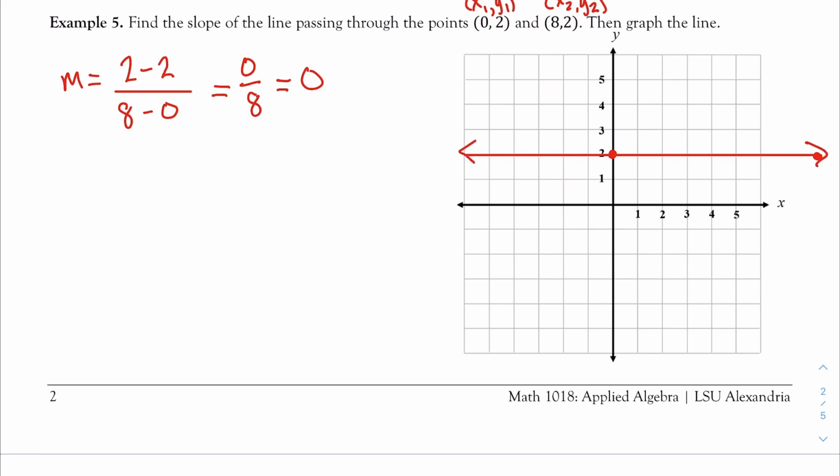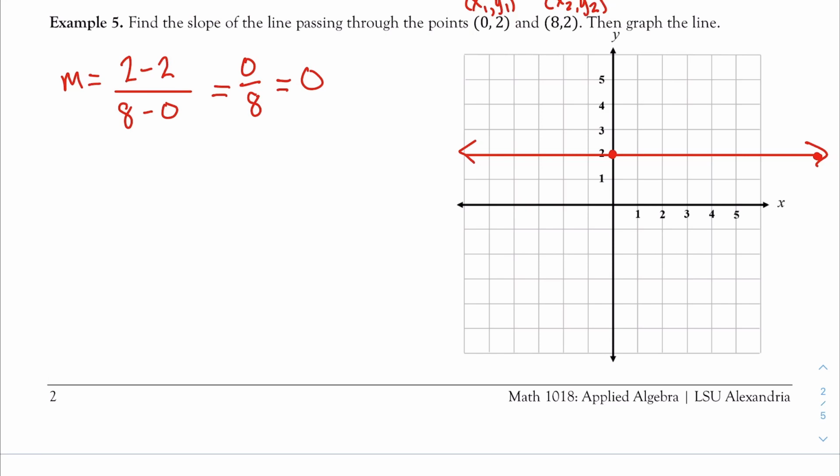And this matches what I was saying earlier. Slope of 0, I should end up with a flat line. So, once again, I found the slope and I've graphed the line simply by using the points that I know are on the line. Then we're already done with example 5.